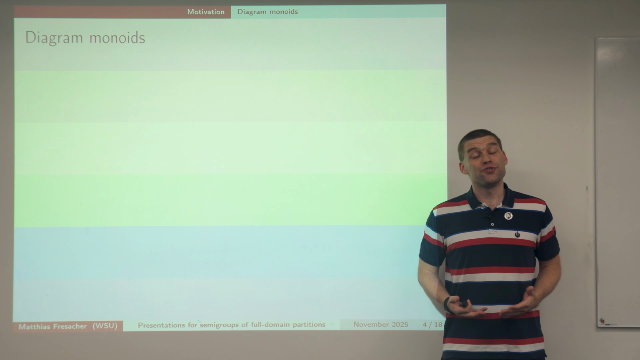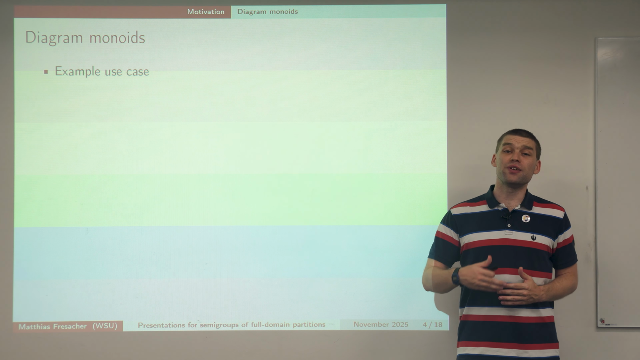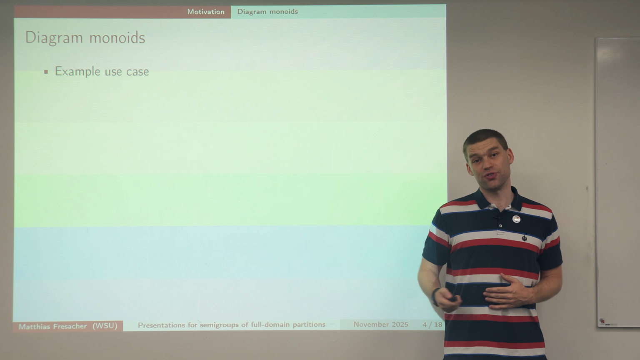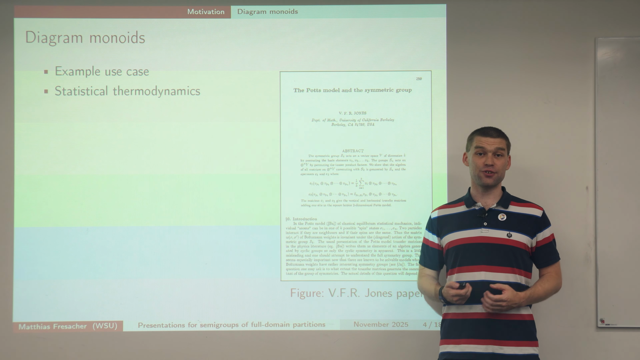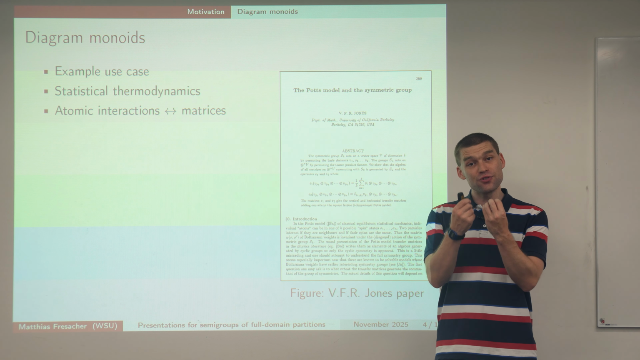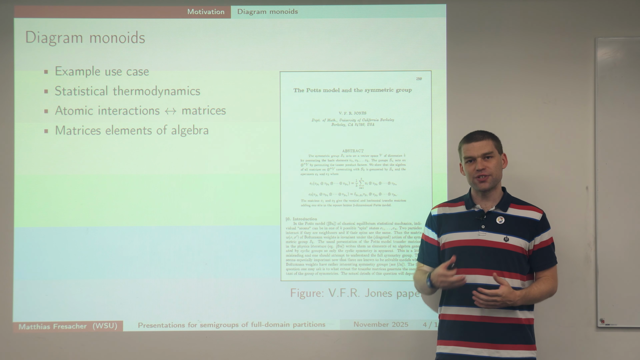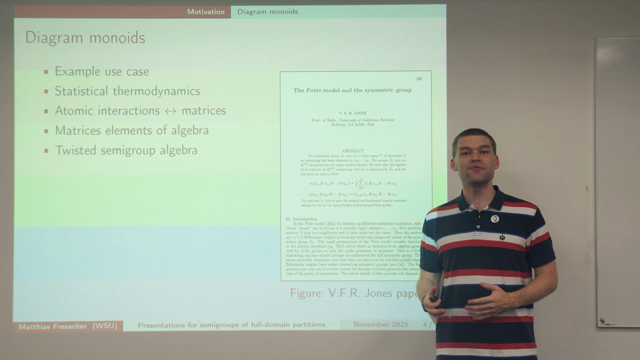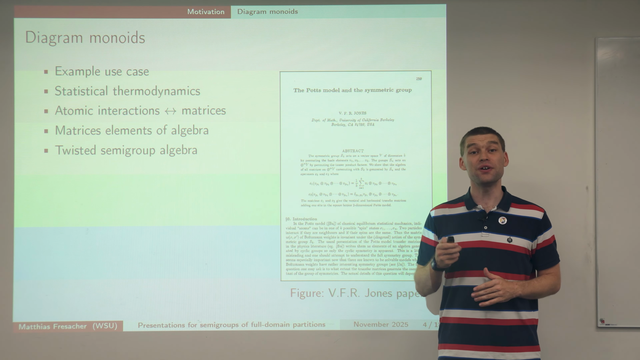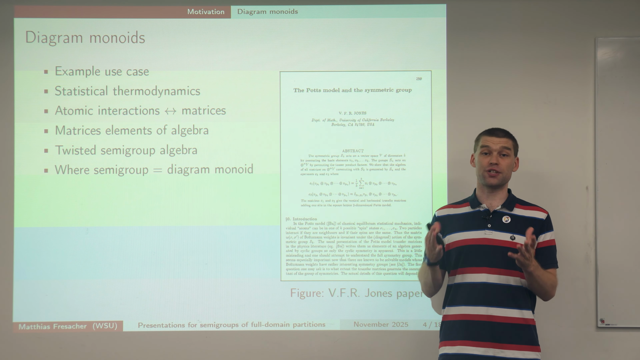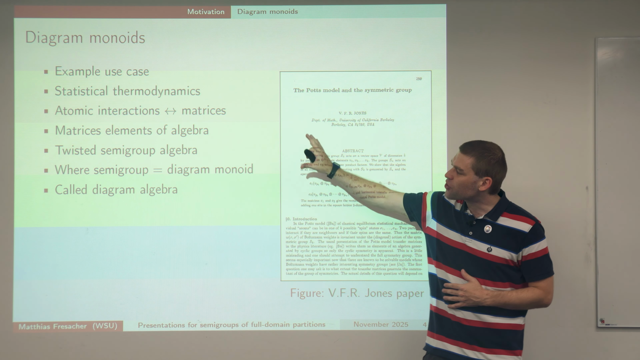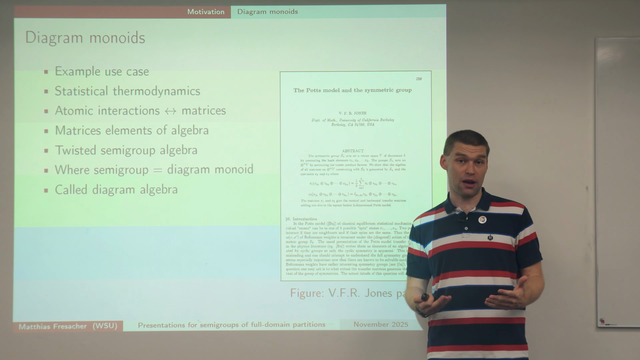So let's move on to diagram monoids, and for these I'm going to motivate them using an example use case. And this is from the area of statistical thermodynamics, where the individual interactions between atoms is modeled by matrices. These matrices are elements of an algebra, specifically a twisted semigroup algebra, where that semigroup is your favorite diagram monoid. This whole construction is typically called a diagram algebra.